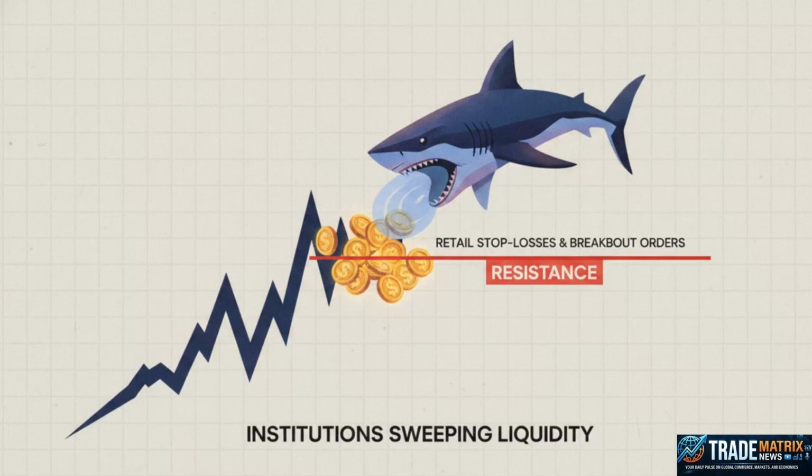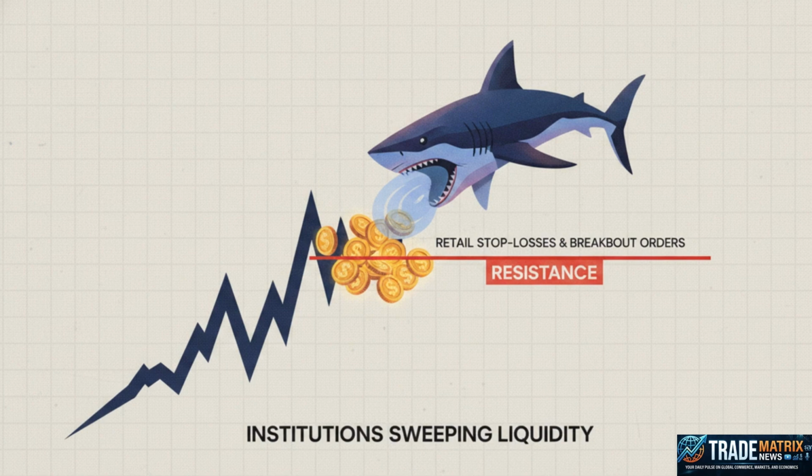You see, institutions do this because they are the whales, or honestly, the sharks of the market. They need massive liquidity to operate. If a huge bank wants to sell a massive block of shares or crypto, they need a gigantic cluster of ready buyers to take the other side of that trade. And where are those buyers? They're sitting right above previous highs as stop-loss orders from short sellers or breakout buy orders from retail traders.